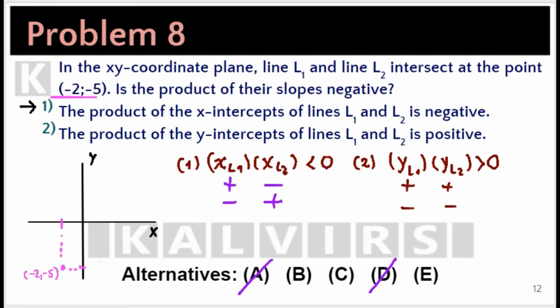Now, for instance, if both are positive, we have the following. This is line 1 and line 2 should be something like this, for instance.